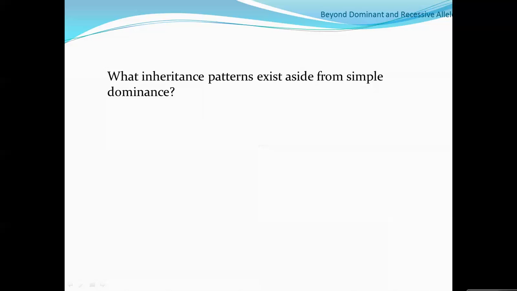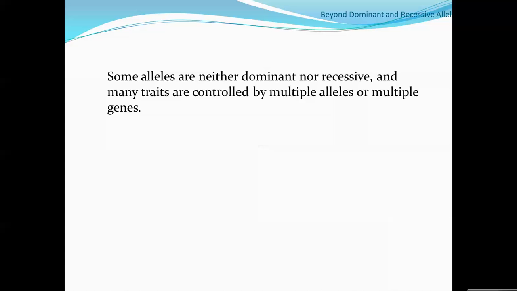So the main thing we're going to look at in this video is what inheritance patterns exist aside from simple dominance. So far up to this point, we've talked about one allele being dominant over the other, and that's the one that's going to show up, unless, of course, the dominant allele is not present, then the recessive allele is going to show up. However, other patterns exist besides just simple dominance, so we're going to take a look at those. And then again, some alleles are neither dominant nor recessive, and they are controlled by multiple alleles or multiple genes. So we're going to take a look at what these examples are.